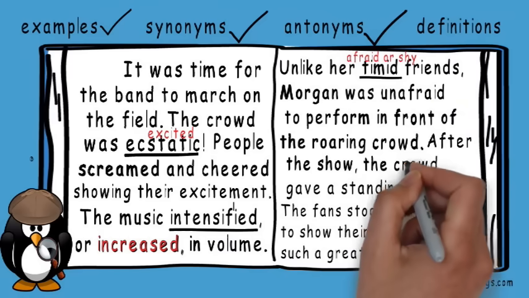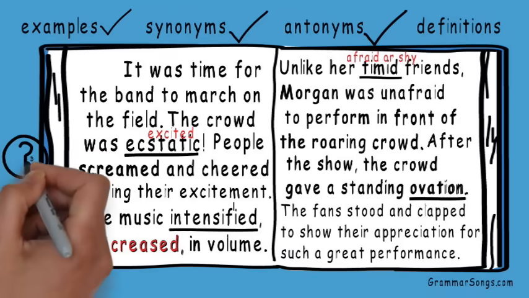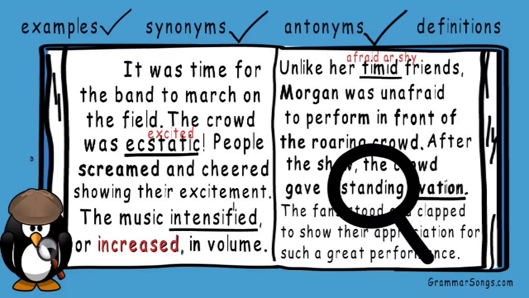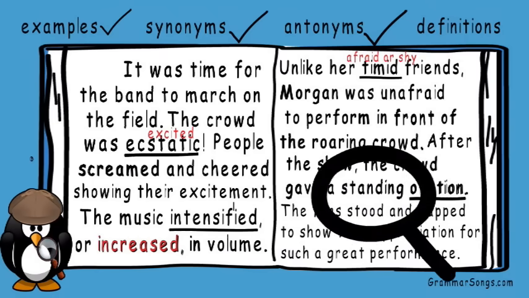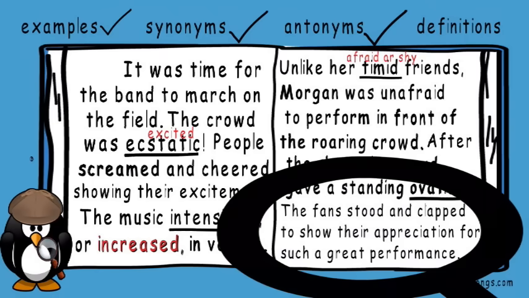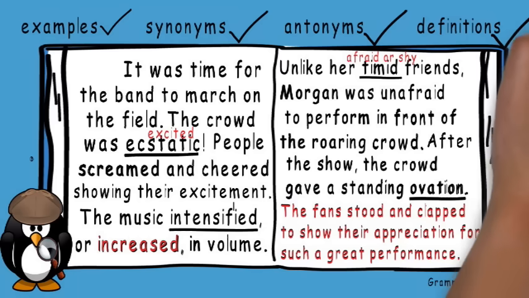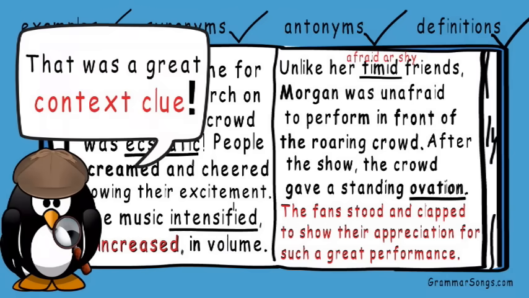After the show, the crowd gave a standing ovation. Ovation? There aren't many clues in this sentence, except we know there is standing going on. Maybe we should keep reading. Great idea! The fans stood and clapped to show their appreciation for such a great performance. Wow! The author uses a definition as a clue to help the readers understand what is happening. An ovation is when the whole crowd stands, claps, and cheers. That was a great context clue!